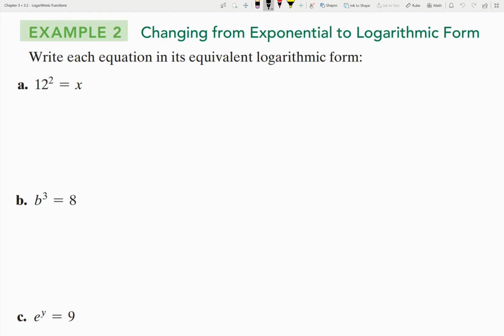Let's go the other way. Let's change from exponential to the equivalent logarithmic form. Okay, so now you are actually going to have to write the word log. Right? We put the base as 12 because that is the base of the exponential function. It's always the same. X is equal to 2. Answers to logarithms are exponents. So here we have log base b of 8 is equal to 3.